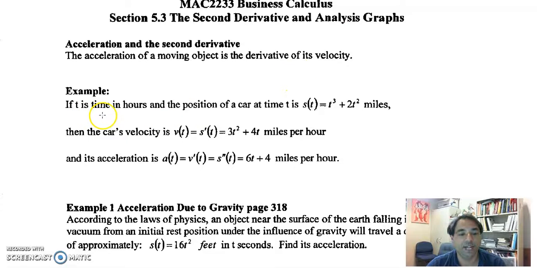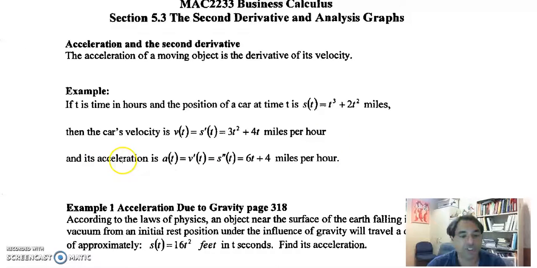So if t is time in hours and the position of the car at time t is given by the function s of t equals t cubed plus 2t squared miles. So the original, if you plug in the time in hours, it will tell you how many miles have gone. Well, if I take the first derivative, that would be velocity. And the first derivative would be 3t squared plus 4t. That would tell me the miles per hour, the velocity, the rate of change. What is it? Miles per hour.